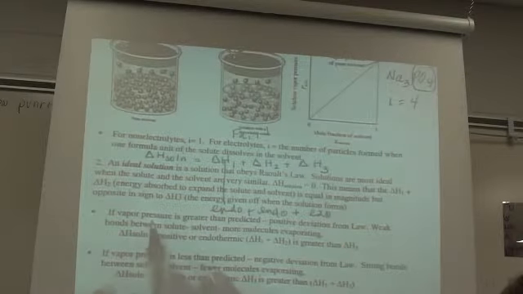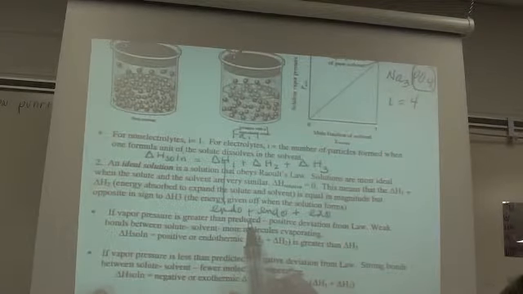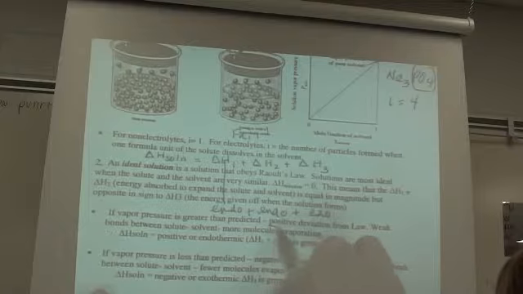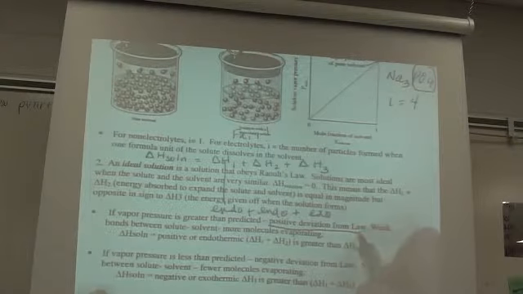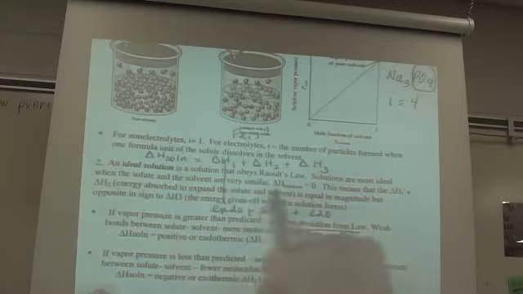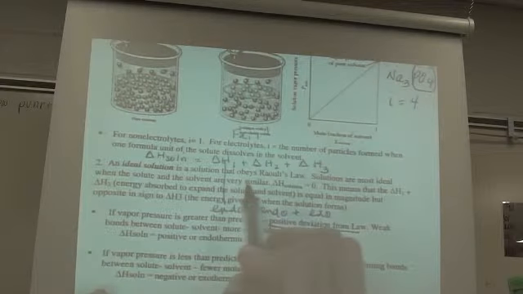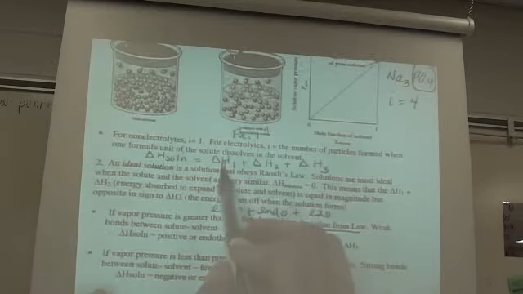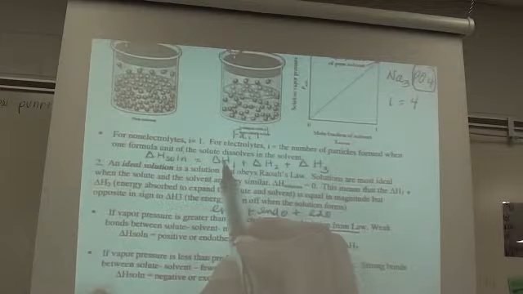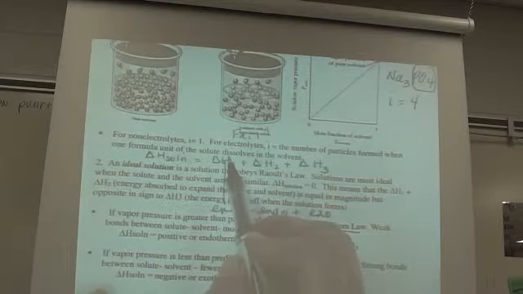If the vapor pressure is greater than expected, greater than calculated, that is called a positive deviation from Raoult's law. That means that this quantity here is bigger than this quantity here. If this quantity is bigger, that means it takes a lot of energy to expand the solute. It does not want to break away from its friends.